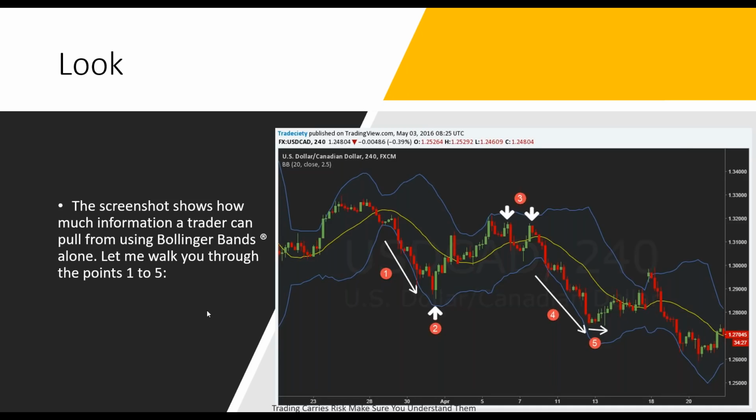So here, this is the same chart we've been using all along. And here we have the upper and the lower band. We have the moving average, and we've just looked at it in a closer time frame. And let's walk through these 5 points. So here we have price riding down the bands. Here it broke below the moving average. Now we're going to explain this in more detail in a minute.